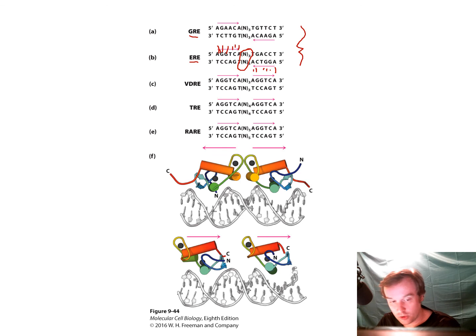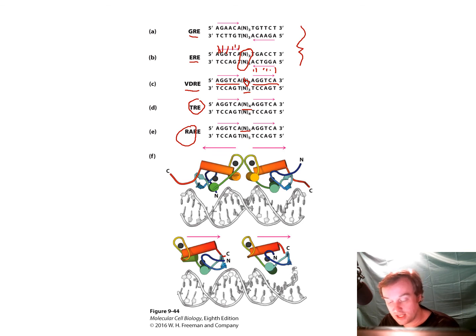And then for the vitamin D response element, you see repeats on the same strand: AGGTCA, spacer of 3, AGGTCA. The same thing can be said for the thyroid response element, and the retinoic acid response element also has that. The only difference between these three is the spacer elements, right? So we have a spacer of 3, a spacer of 4, and a spacer of 5.